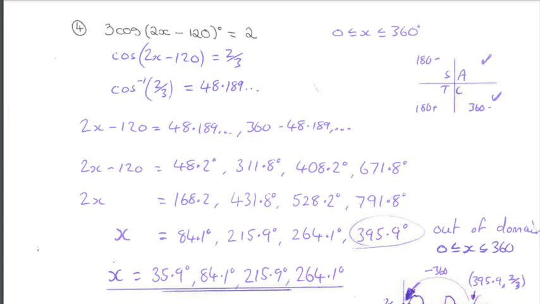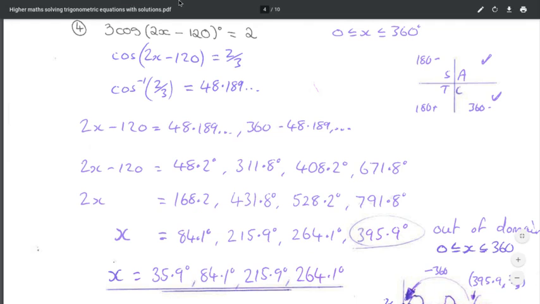Hello and welcome back to Solving Trigonometric Equations, Lesson 1D. So we're going to have a look at example 4. This is where it gets a little bit trickier because there's one extra thing at the end to consider. So we're going to solve 3 cos(2x − 120) = 2.